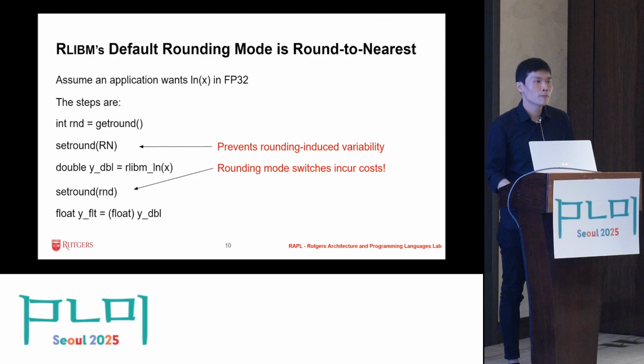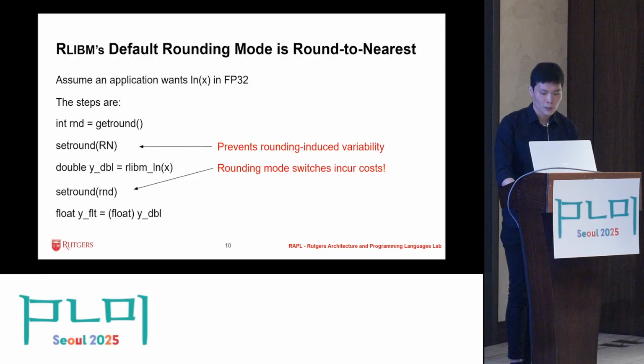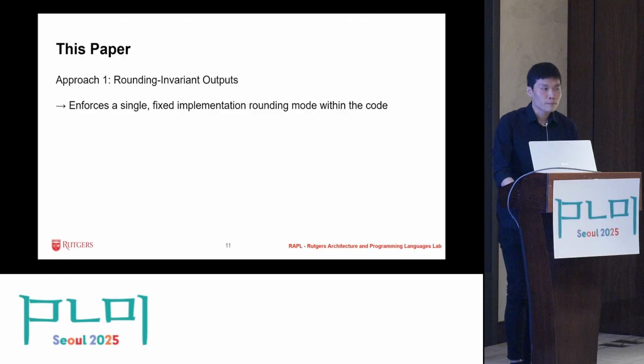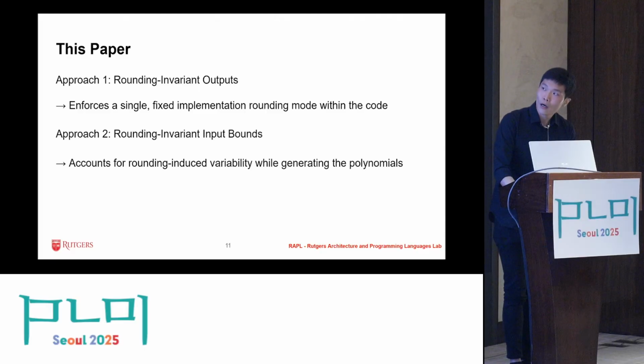To overcome RLibm's reliance on round to nearest and the associated overheads, we need to handle rounding-induced variability without explicitly setting the rounding mode. For this purpose, we have designed two new methods of developing correctly rounded functions that can be directly invoked under any application rounding mode. Our first method, rounding invariant outputs, accomplishes the goal by enforcing a single fixed implementation rounding mode within the code. Our second method, rounding invariant input bounds, accounts for rounding-induced variability during the process of generating the polynomials. So I will go over our rounding invariant outputs approach first.